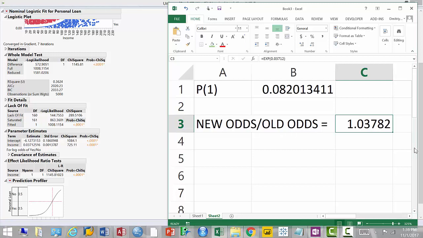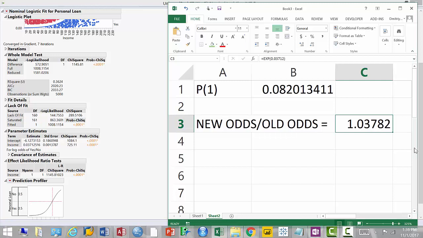So this is, by the way, a universal ratio. Does it say anywhere what my base income should be? No, it doesn't. It says that whatever my old income was, if I'm getting raised by $1,000, the odds ratio will go up by 1.0378. Now, ladies and gentlemen, I showed you a hard way to get this number.